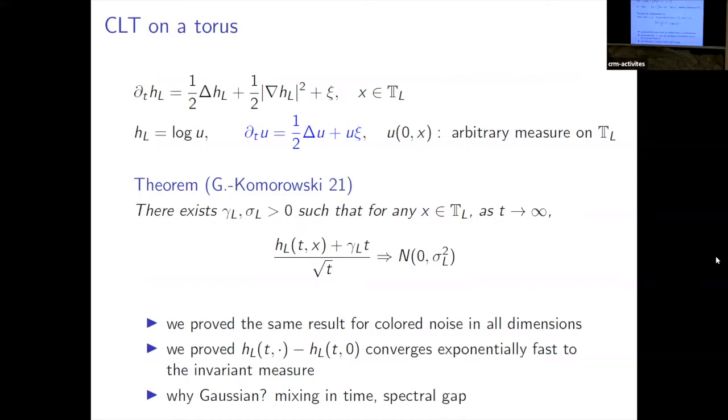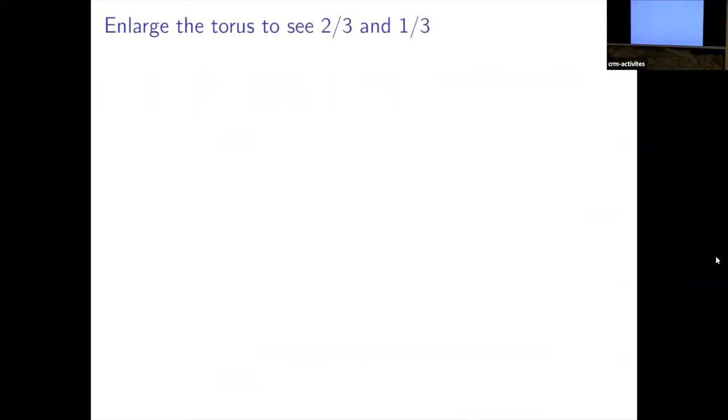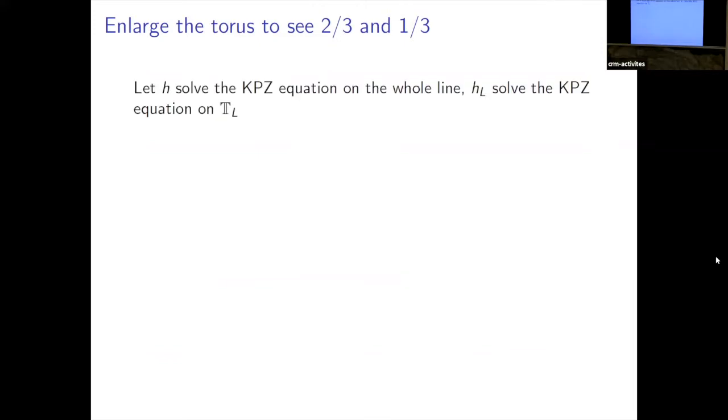And some other people have a very good understanding of what happens on the whole line. So the idea is to enlarge your torus and see whether we can observe some transition, and to see how to interpret those two magical exponents. Here's some notation. I'll use H to denote the solution to the KPZ on the whole line, and H_L the solution to the KPZ on the torus of size L. So that's what we proved.